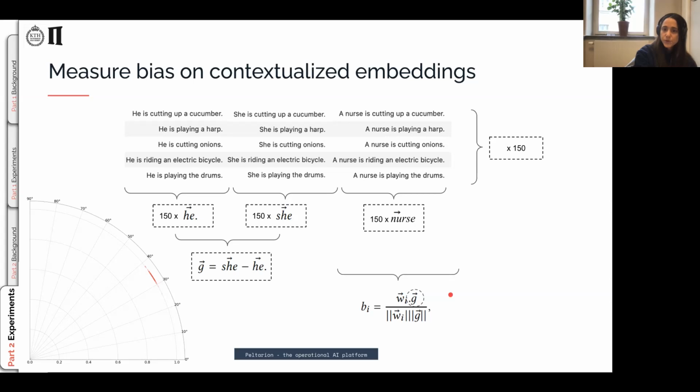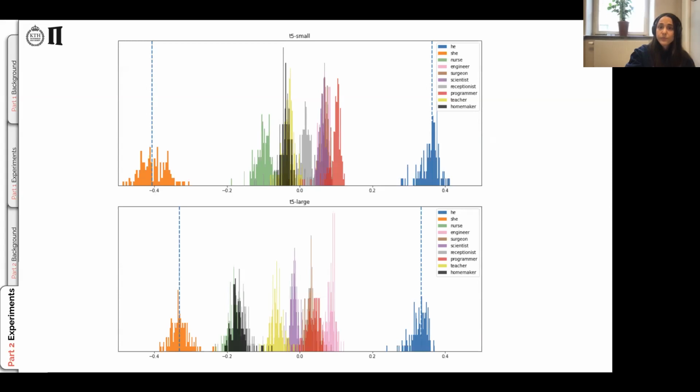This is our measure of gender polarity, which means whether an occupation, a word, is more associated to she or he. This is nothing more than a normalized projection of a word onto the gender direction. The word here would be the word nurse. But since we have 150 nurse embeddings, we would end up having 150 BIs, and that corresponds to a distribution. So we thought we should just plot this and see if there is a signal. Maybe we get something like a normal distribution, and maybe we can get something out of it. And indeed we do.